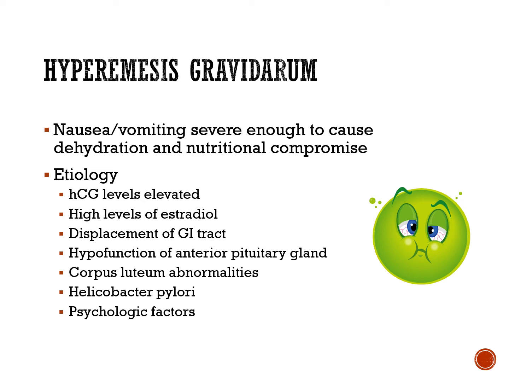What are the causes we think? HCG levels elevated, so if you have a multi-gestation, twins, triplets, high levels of estradiol or low levels of prolactin, displacement of the GI tract due to that baby growing, hypofunction of the anterior pituitary gland and adrenal cortex, corpus luteum abnormalities, Helicobacter pylori, or psychological factors. Sometimes it can just be brought on by the mother's own thinking.